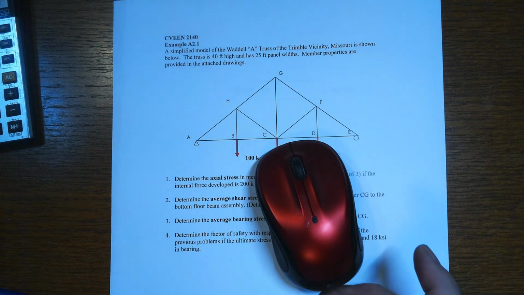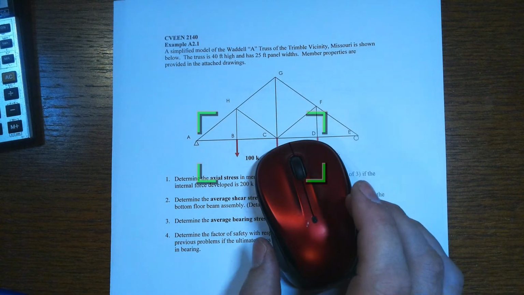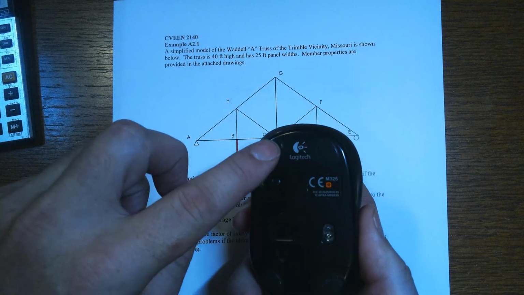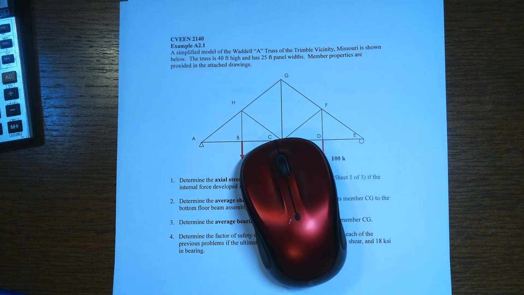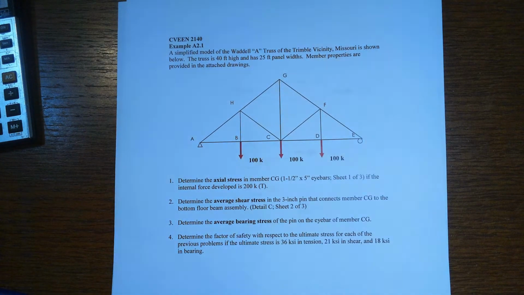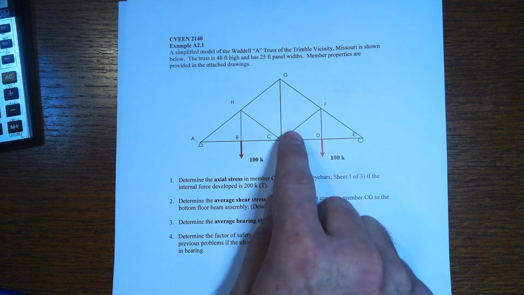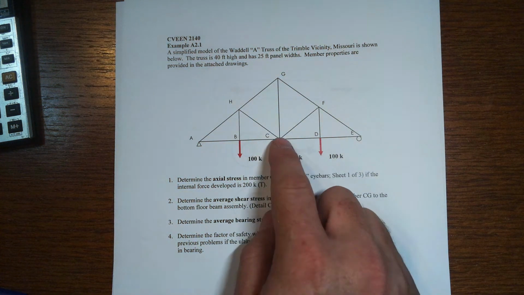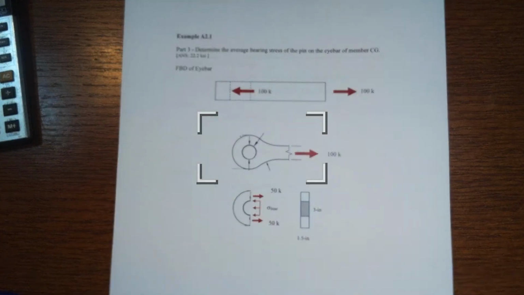Right? And so you could take the weight of this mouse and divide it by those contact patch areas, and you'd have an average bearing stress or contact stress of the mouse on the table surface. We're going to do something a little bit similar, although it's slightly more complex for this pin, the same pin that we were looking at before that was connecting the vertical CG to this joint down here at C. Right? And so let's take a look at that.